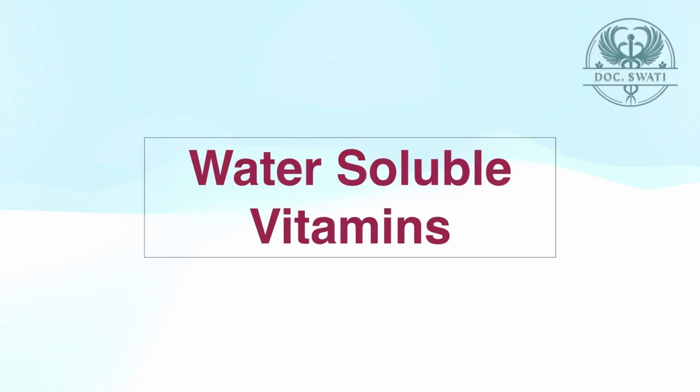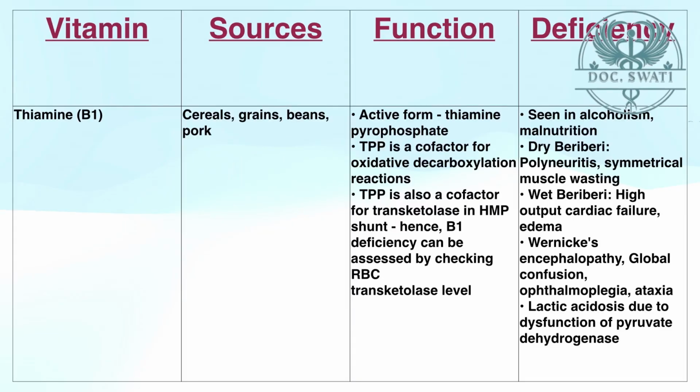Now let's move ahead and talk about water-soluble vitamins. Let's begin with discussing thiamine, B1. It is obtained from cereal grains, beans or pork. Active form: thiamine pyrophosphate. TPP is a cofactor for oxidative decarboxylation reactions. TPP is also a cofactor for transketolase in the HMP shunt.